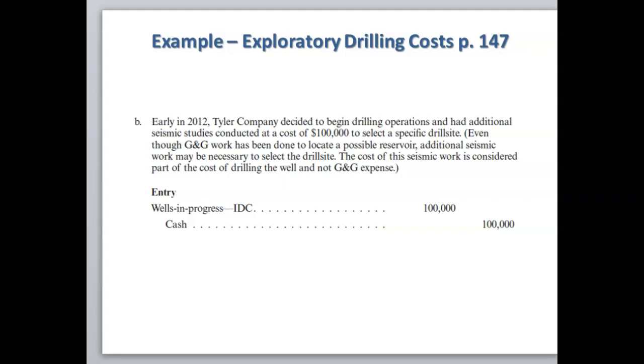Early in 2012, Tyler Company decided to begin drilling operations and had additional seismic studies conducted at a cost of $100,000 to select a specific drill site. Even though G&G work has been done to locate a possible reservoir, additional seismic work may be necessary to select the drill site. The cost of this seismic work is considered part of the cost of drilling the well and not G&G expense. So we're going to debit wells in progress, IDC, intangible drilling costs for $100,000, and we're going to credit cash.